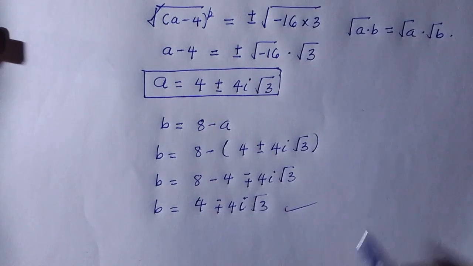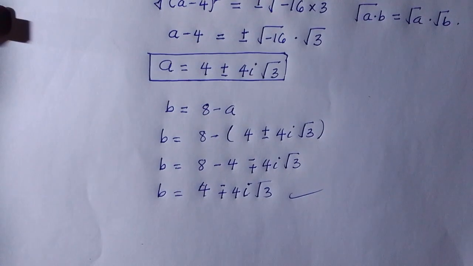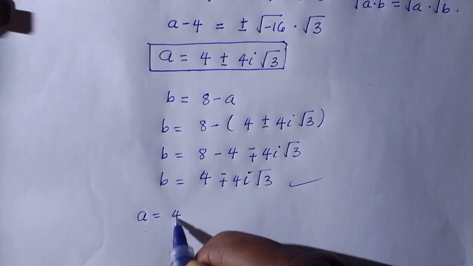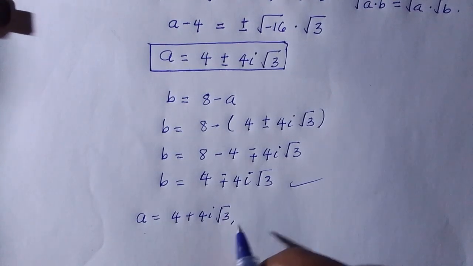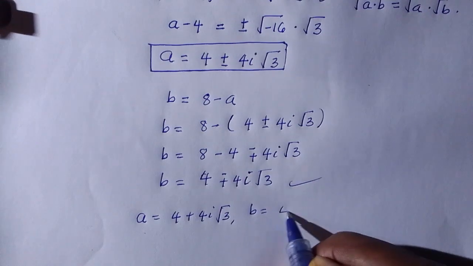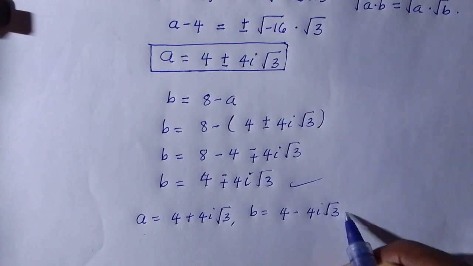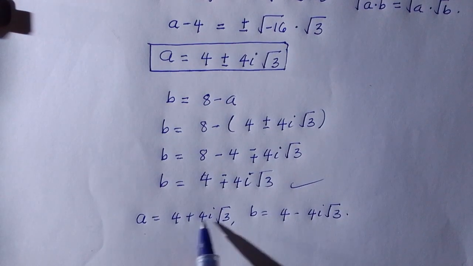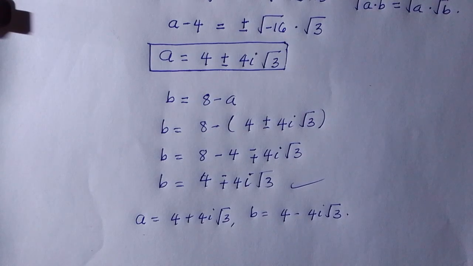We have to properly check if this result is truly correct. What this is telling us is, let's say a equals 4 plus 4i root 3, then we are going to have b equals 4 minus 4i root 3. And this is vice versa. That is, when a is 4 minus 4i root 3, we get b equals 4 plus 4i root 3.